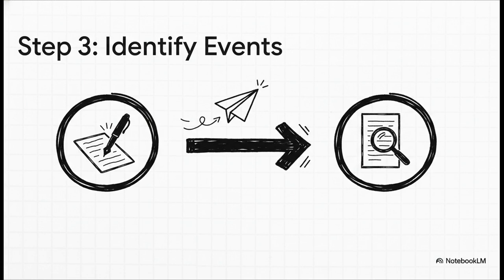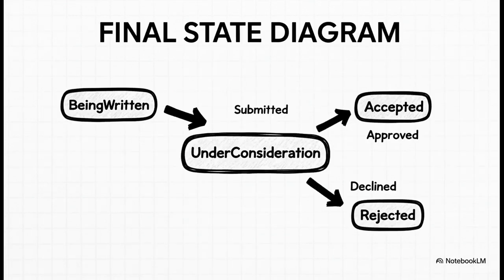Now, for step 3, identifying the events. If the states are the destinations, think of the events as the actions that actually move you between them. The paper goes from being written to under consideration because of the submission event. It moves to accepted thanks to the approval event. Simple, right?